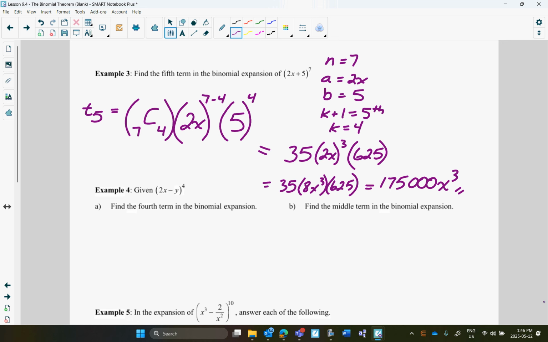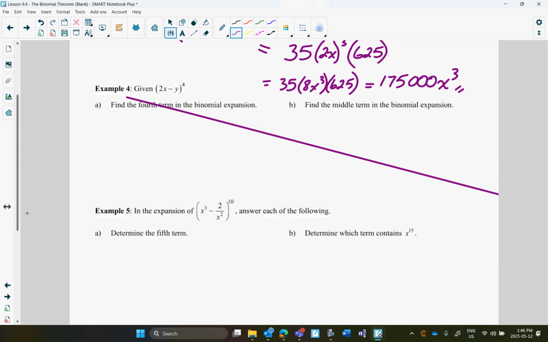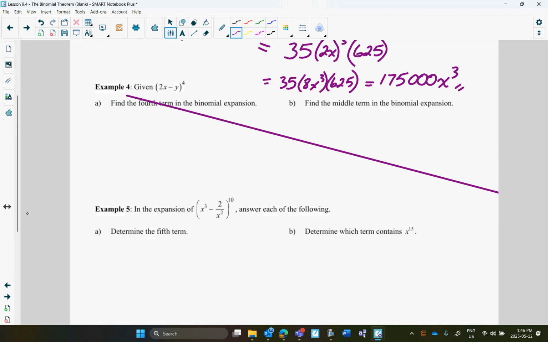So remember, when you're asked to find a term number, get n, get k, get the value of a, or get the expression for a, get the expression for b. Watch out for the negatives, and there is some work required in simplifying. So before I do b for each one, let's do a for each one.